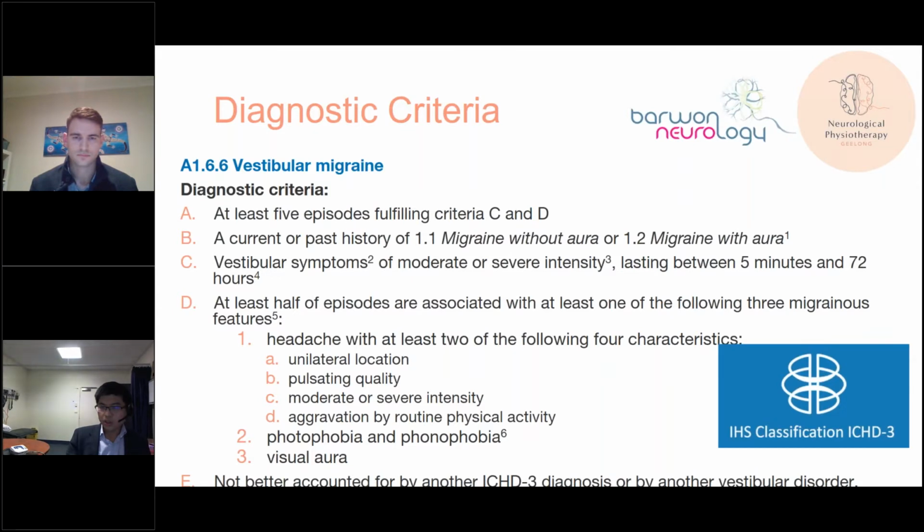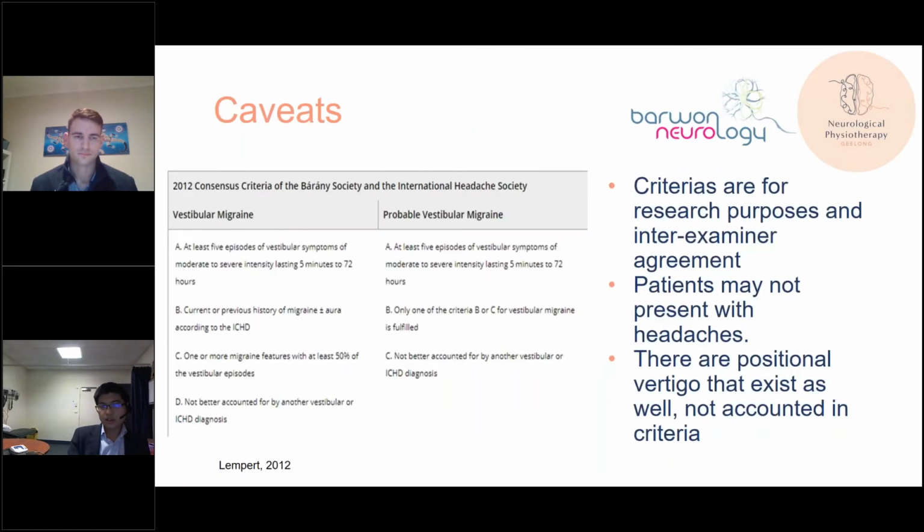The most common criteria that we probably follow in regards to vestibular migraine are the criteria noted in the ICHD-3. And I would say we don't have to follow this exactly black and white. This is a guide really to help us decide what the actual symptoms of vestibular migraine will look like. My only caveat with that is that these criteria developed by ICHD are predominantly research driven, so that there is inter-examiner agreement. Whereas if you're on the front lines, it is often not how it would look.